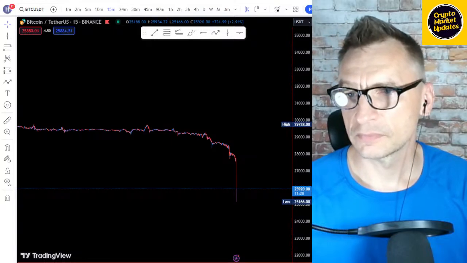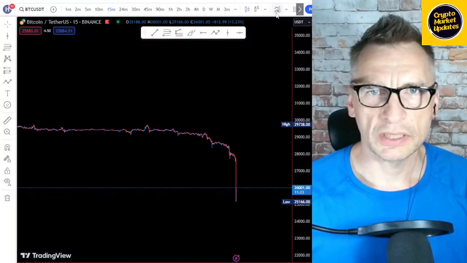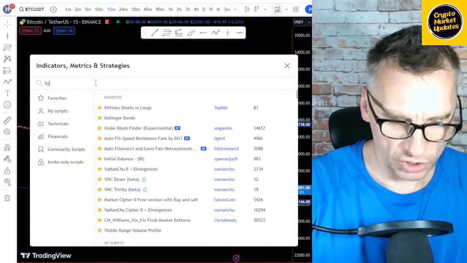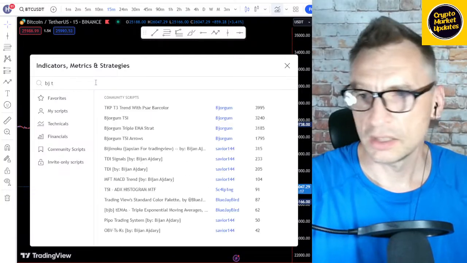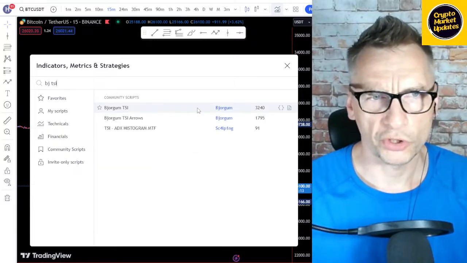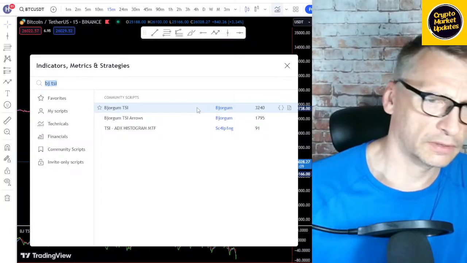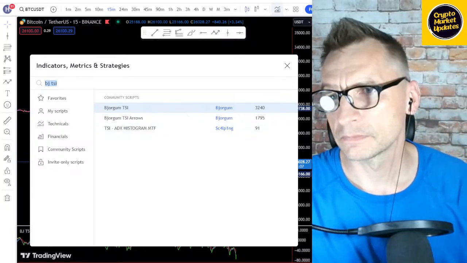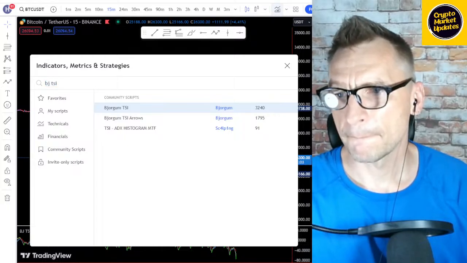First, type in BJTSI. Make sure it's BJTSI. So let's go here. This is it by Bjorgum. We'll add that. That's at the bottom. It's this one by Bjorgum. Add one more indicator called the BJTSI arrow.